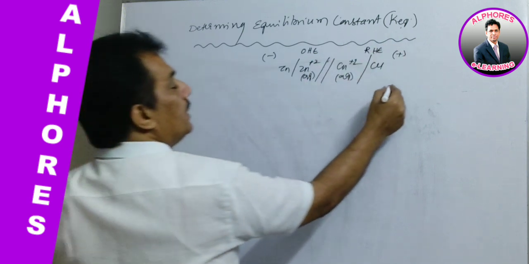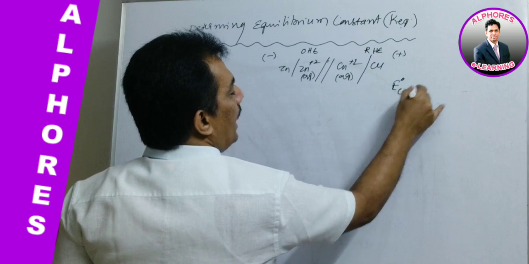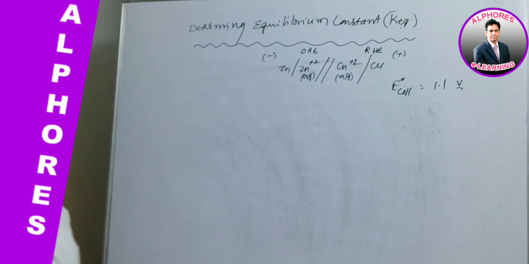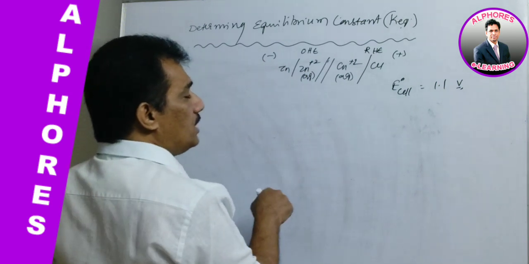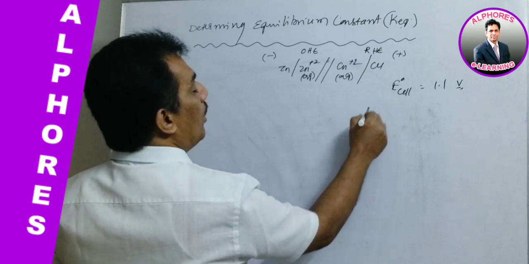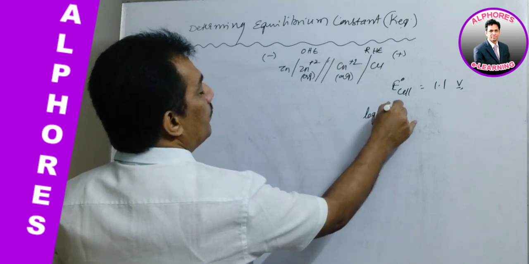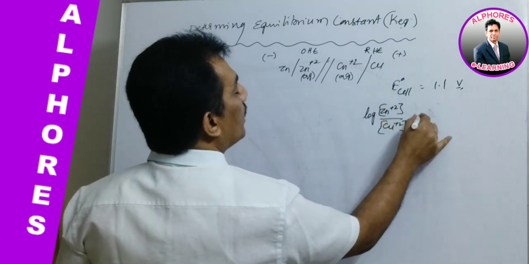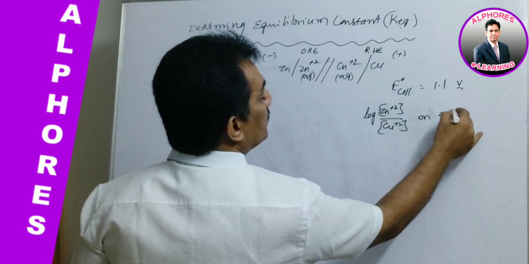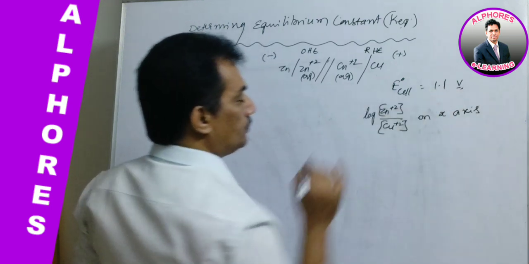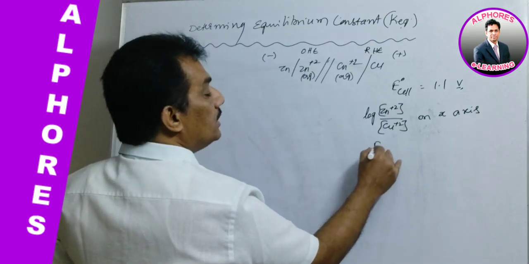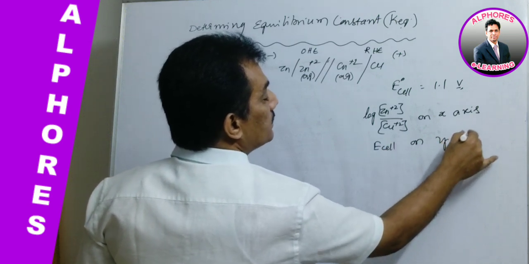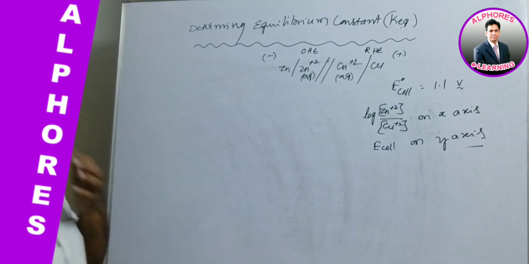Here they provided E naught cell as 1.1 volts. It is given. Clear? And now they are drawing the graph between log Zn plus 2 by Cu plus 2 on x axis, and they are drawing E cell value on y axis.